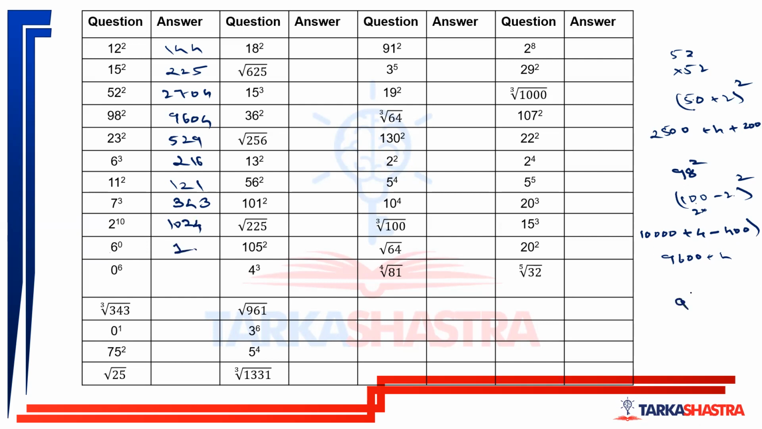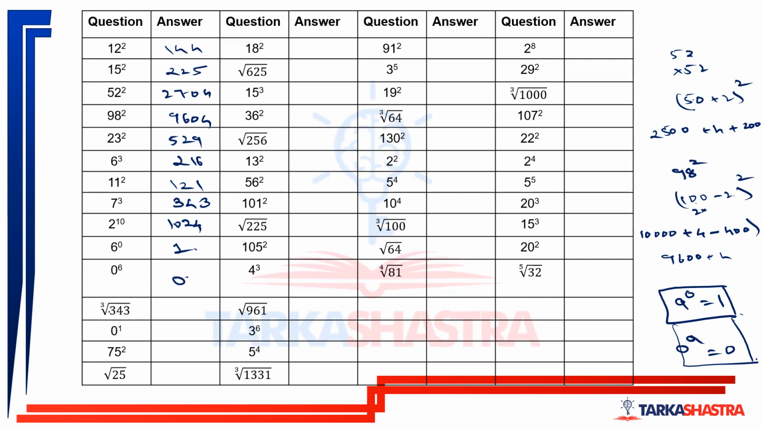Anything raised to 0 is 1. This is important to remember. We will be studying this in surds and indices as well. But remember this: anything raised to 0 is 1. 0 raised to 6, and 0 raised to anything, is 0.